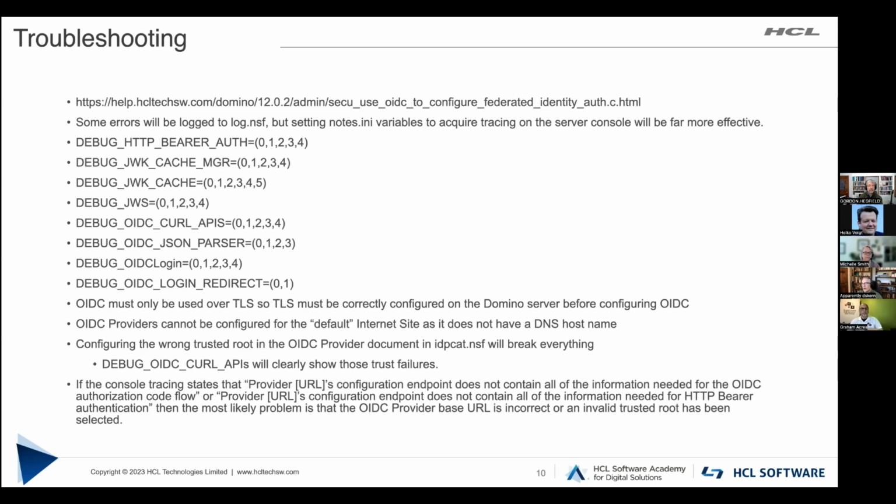You cannot configure an OIDC provider for your default internet site because it doesn't have a DNS host name, and the DNS host name is used as the key to index that OIDC provider. So for the love of all that is sacred, don't randomly guess at a trusted root in your IDP cat. When you're building that OIDC provider document, please do not say, oh, I think this might be the right root, and cut and paste something in, because tragedy will likely ensue.